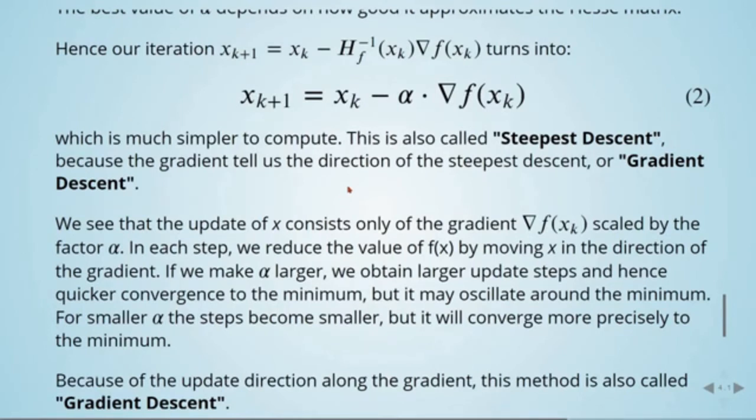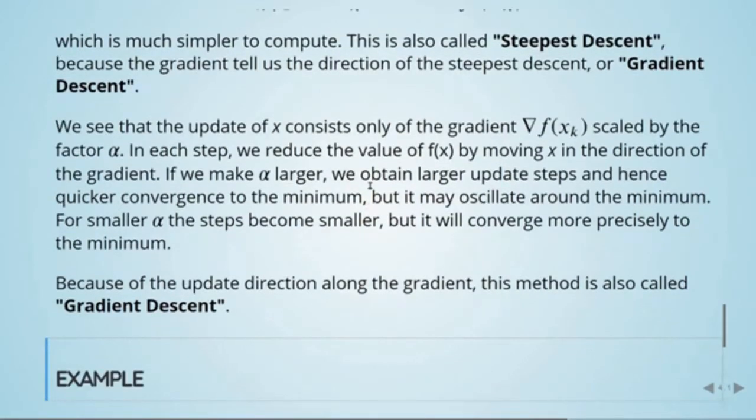So in each step, we reduce the value of f of x by moving x in the direction of the gradient. If we make alpha larger, we obtain larger update steps and hence quicker convergence to a minimum, but it may oscillate around the minimum. For smaller alpha, the steps become smaller, but will converge more precisely to the minimum. Because of the update direction along the gradient, this method is also called gradient descent.